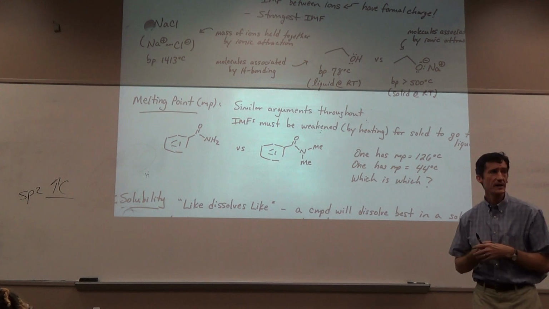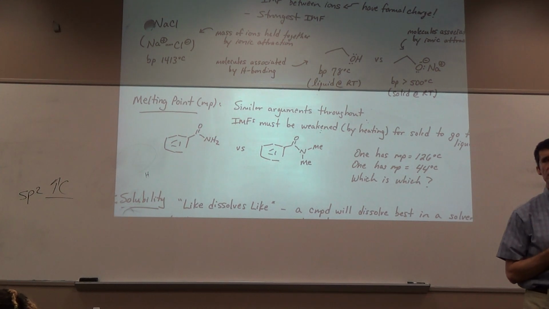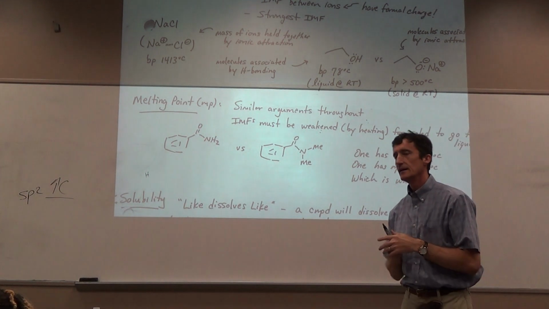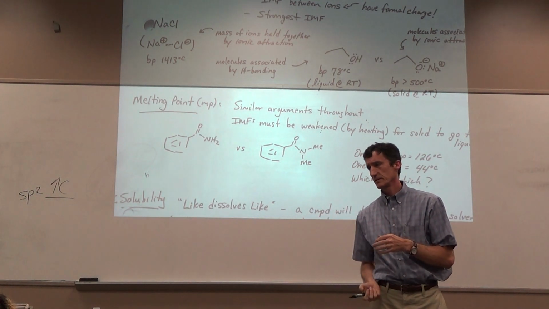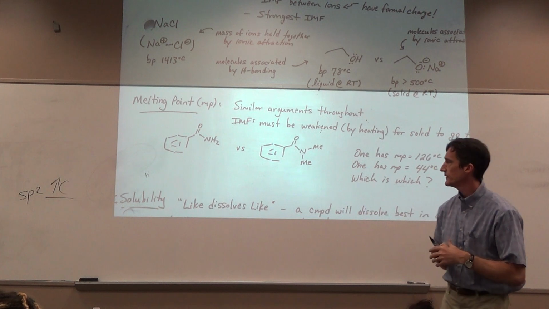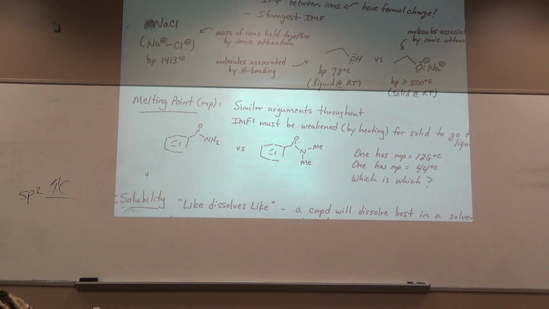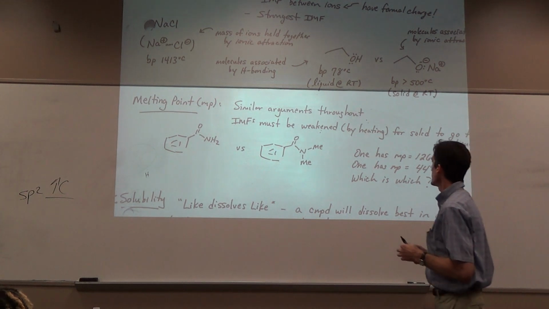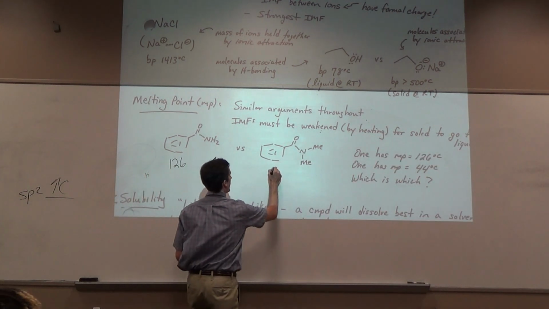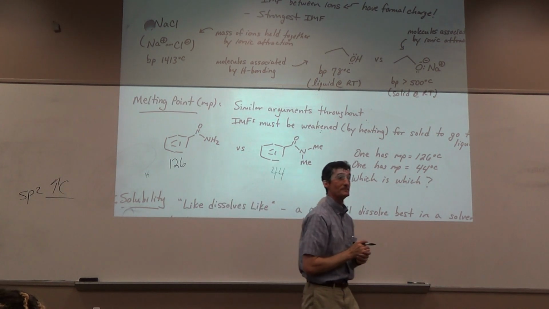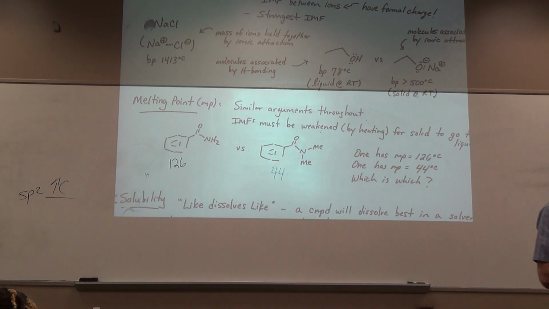Now neither one is ionic, so let's not worry about that. What do you want to consider next? Well, the surface area is pretty weak. I would consider the stronger ones first. Okay, I think this has a melting point of 126. This has a melting point of 44. How we do?